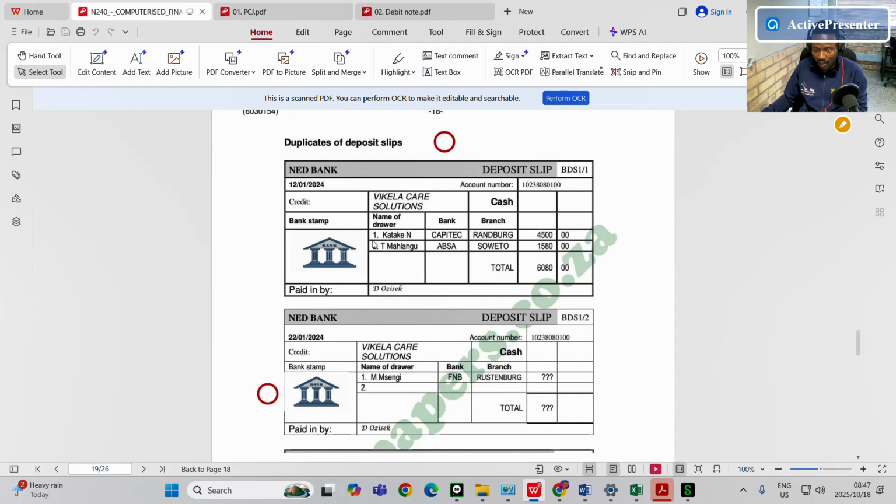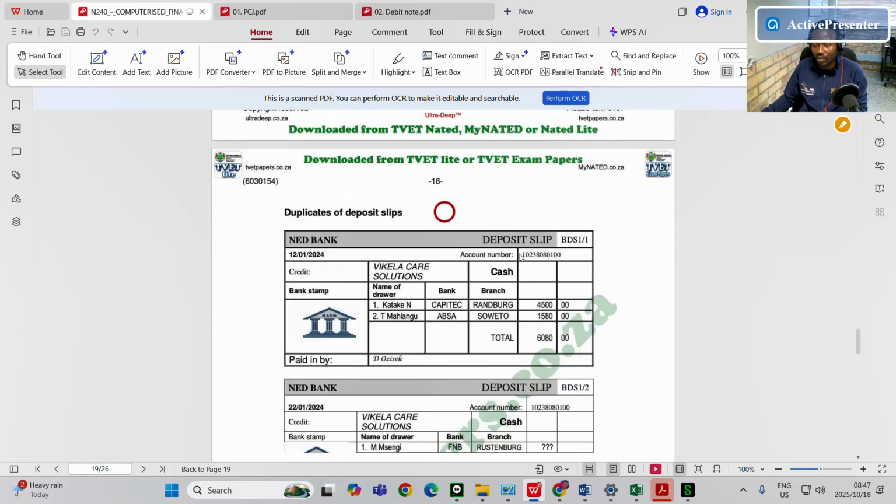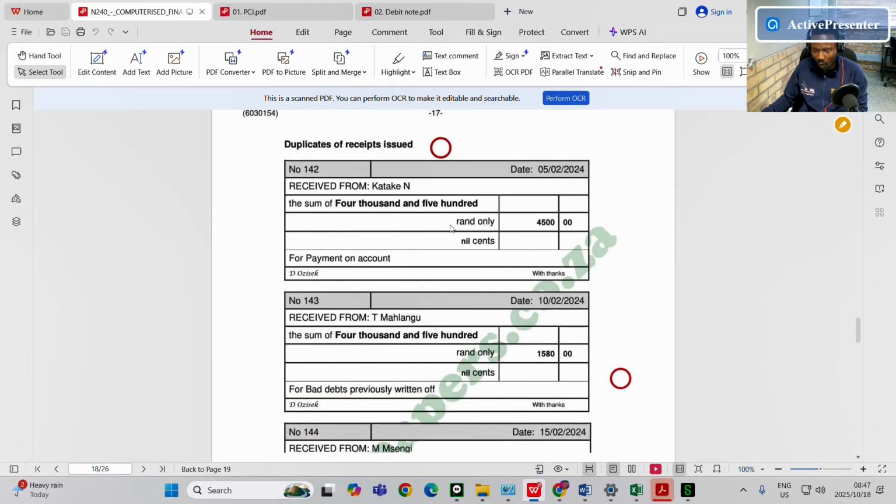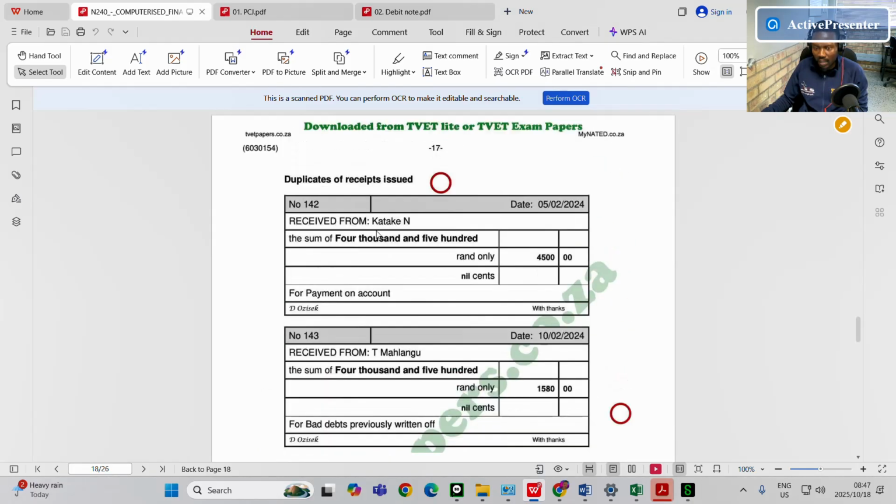The first one is Ukatake N. It says Capitec Bank rent back 4,500. So I will need to go to the receipts to see what that was for. It says Katake N, this is the amount of money, and it says for payment on account. So this is a customer, and they are just making a payment on their account.